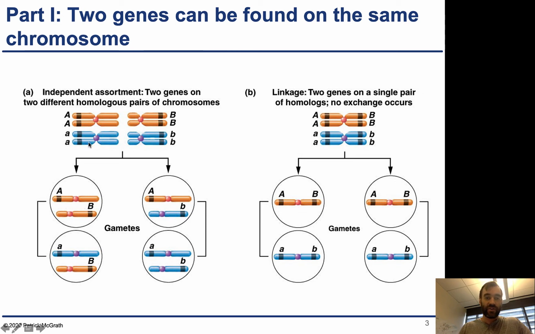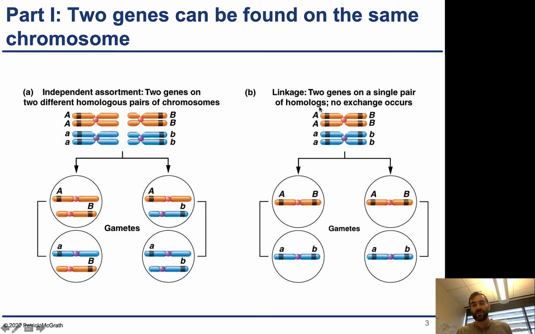And so this led to the idea of independent assortment. When a heterozygous individual produces gametes, all four possible gamete combinations were produced. So you could pair the capital A with the capital B, but you could also pair the capital A with the little b, and then the remaining two other combinations.